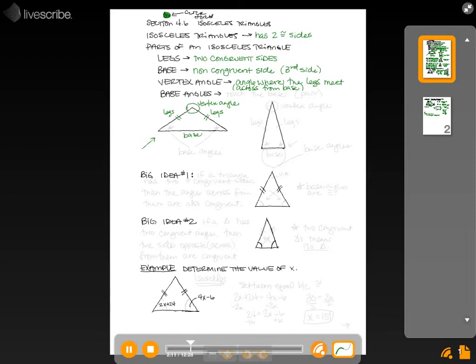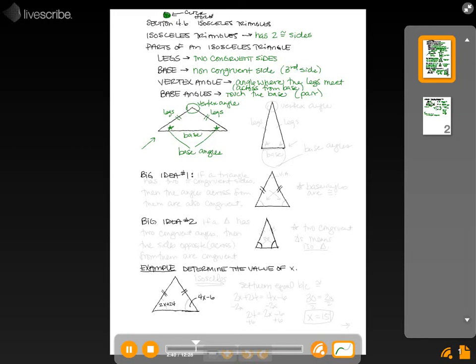The base angles are the two angles that touch the base. They're in a pair. There's a pair of them. They're the other two. So our base angles are these two where I have the stars. Base angles. So those are the four parts to an isosceles triangle, and I'll go over them again in this other triangle here.